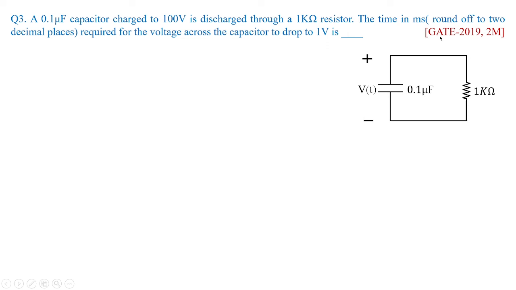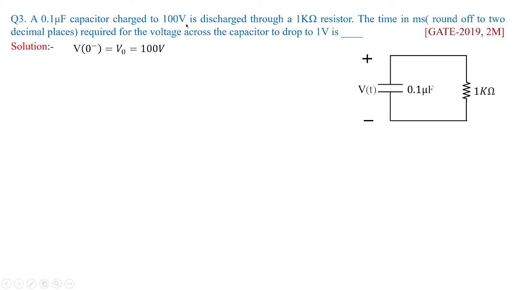In problem 3 under GATE 2019 for 2 marks, a problem is framed in such a way that a 0.1 microfarad capacitor charged to 100 volts is discharged through a 1 kilo ohm resistor. The time in milliseconds, rounded off to 2 decimal places, required for the voltage across the capacitor to drop to 1 volt. So how to understand this problem? First look into the problem.